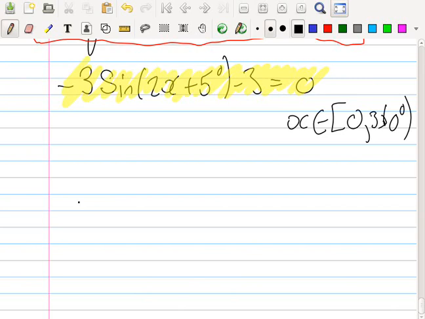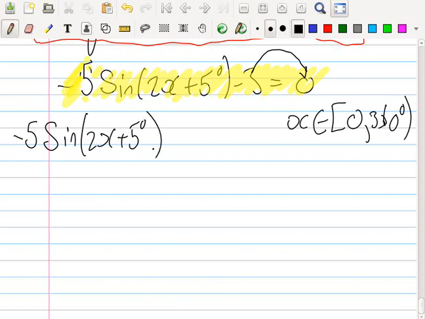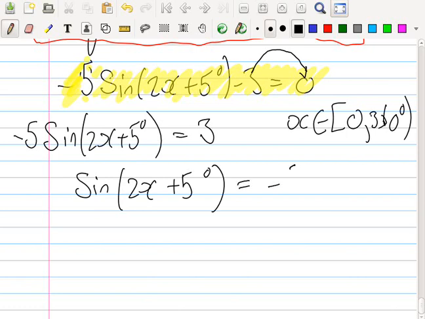So how do we solve this? There's a process to solving this. The first thing you need to do is rewrite it so that you have sine equals. So if I take the minus 3 to the right, sorry, that's a 5 by the way. So I get minus 5 sine 2x plus 5 degrees equals 3. And then what will I do next, do you think? Divide by minus 5. So I get sine 2x plus 5 degrees equals minus 3 over 5.